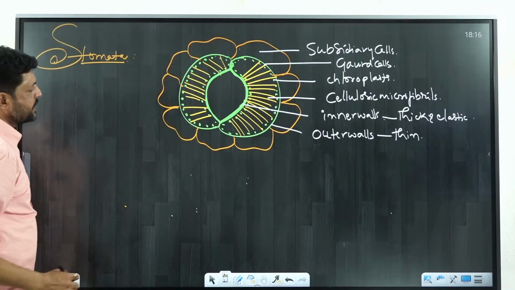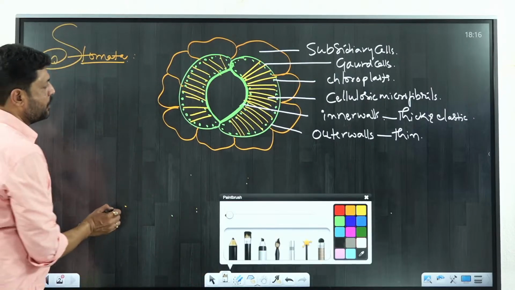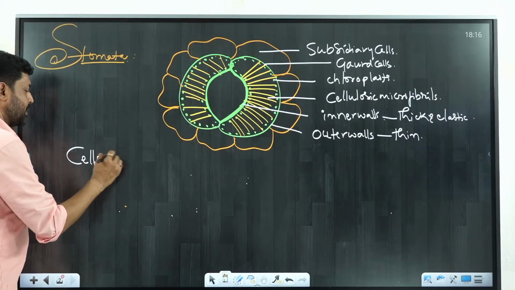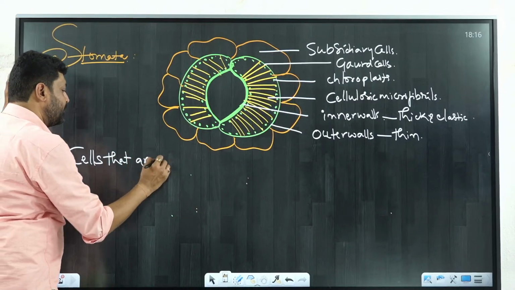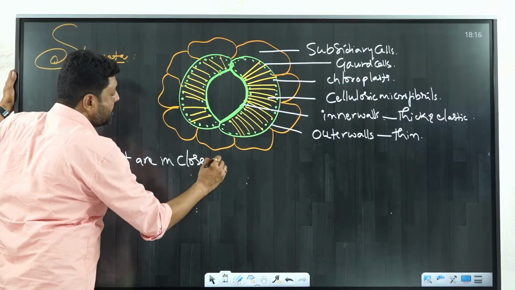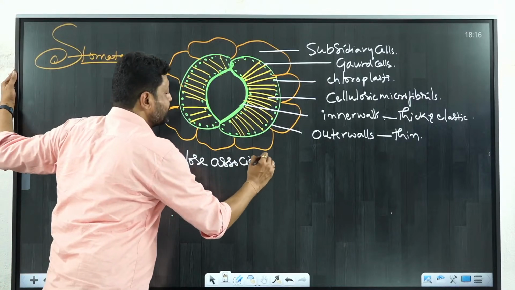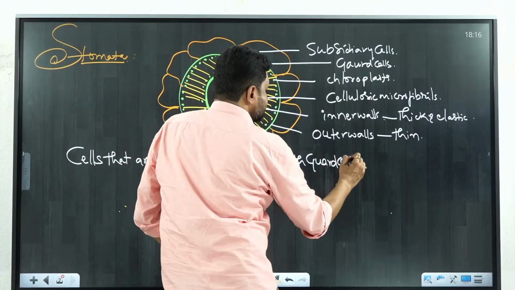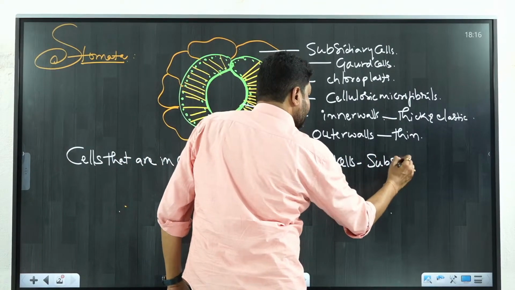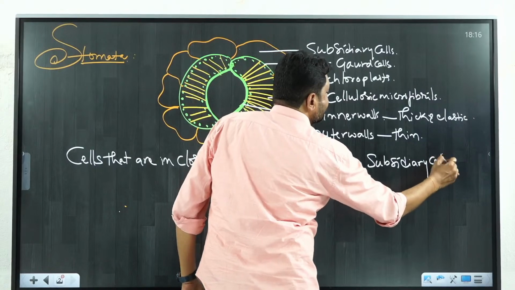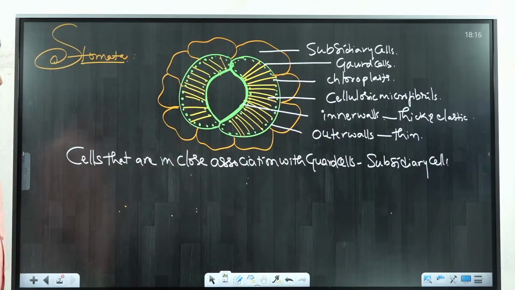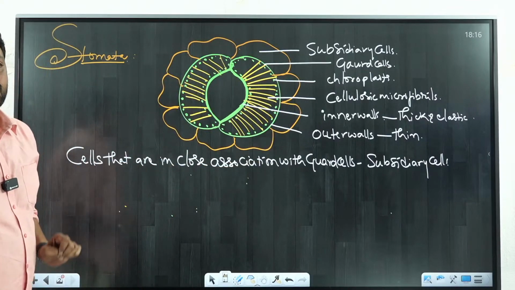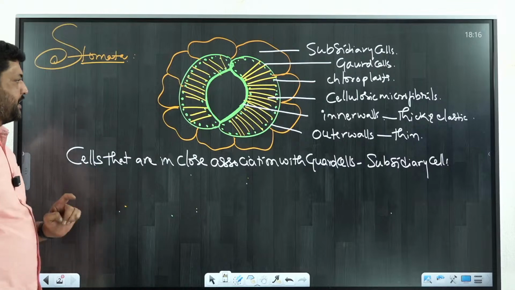I would like to mention question number 1. Cells that are in close association with guard cells: subsidiary cells. What do you call it? Subsidiary cells. These yellow colored cells are subsidiary cells. It is around 2010, I'm not sure 2010 or 11.